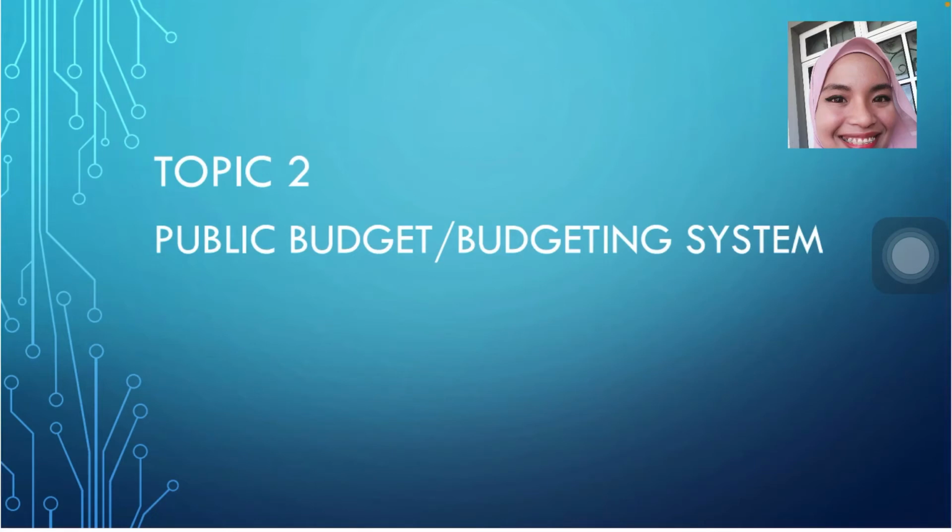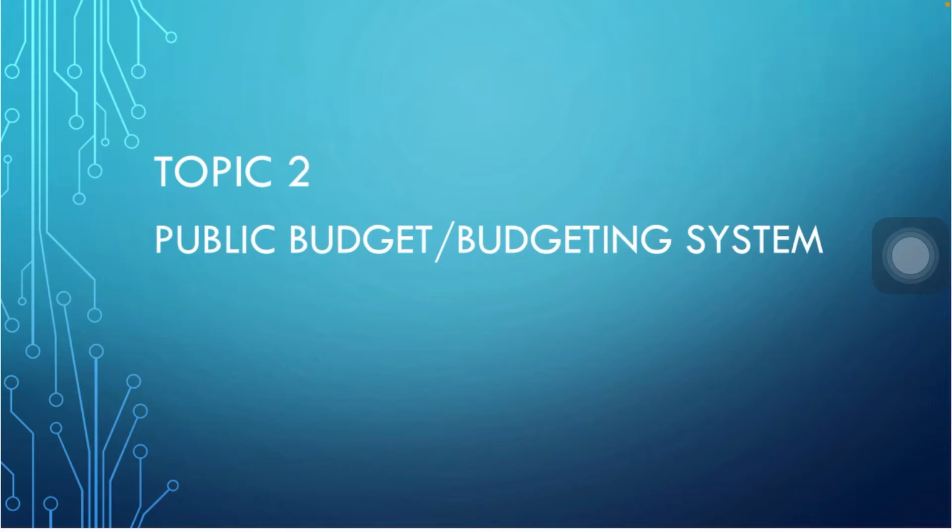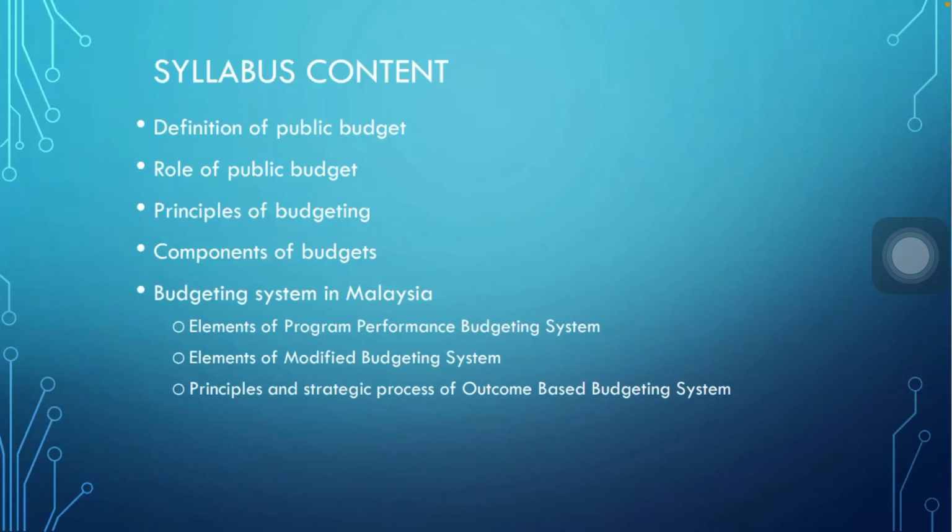So moving on, we are now in chapter 2, public budget, also known as budgeting system. For this chapter, you will be able to identify what is meant by public budget, and we shall look into the role and also function of public budget, followed by the principles of budgeting and components of budget. For chapter 2, I will split it into two parts. For the first part, we shall cover the first four objectives.